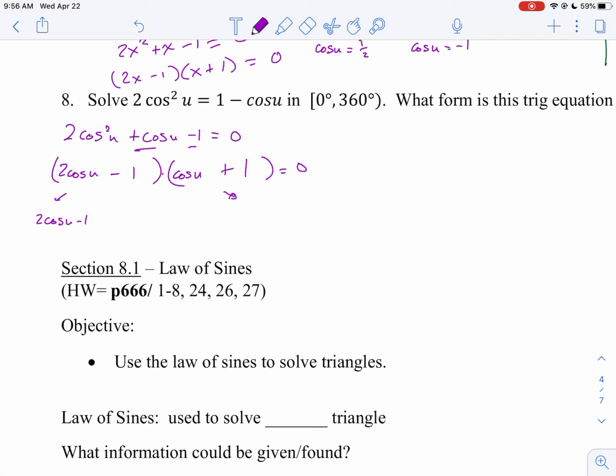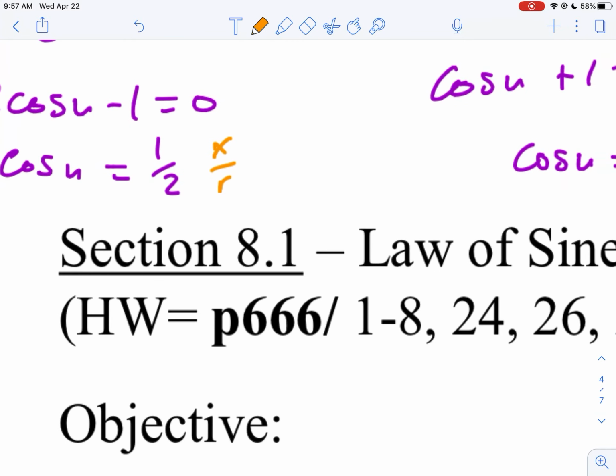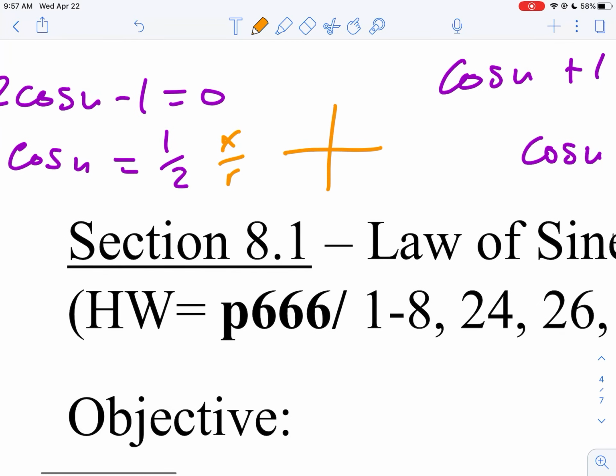And if this whole term is 0, 0 times anything is 0. And so here we get 2 cosine u minus 1 equals 0, and cosine u plus 1 equals 0. So to solve this, I get cosine u equals 1/2. Over here, I get cosine u equals -1. Now, we do know that cosine is x over r. And so in both cases, we can think about our unit circle. If x is 1 and my radius is 2, you're getting pretty good at this by now, right? You're seeing that this is a 60-degree angle.